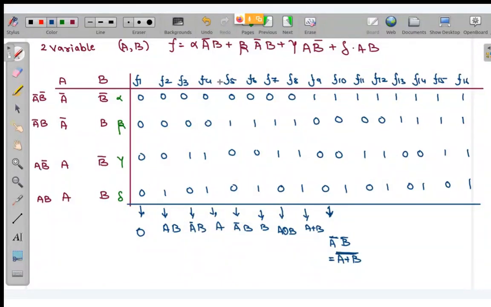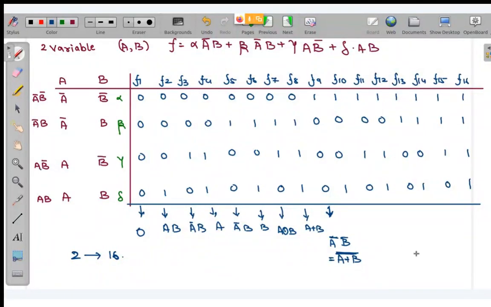So how many total functions did we get for two variables? For two variables we got 16. Now can you generalize this? I am not solving all this. You can solve it yourself. These are very simple. 4 to the power n, you are saying. No, it will not be 4 to the power n.